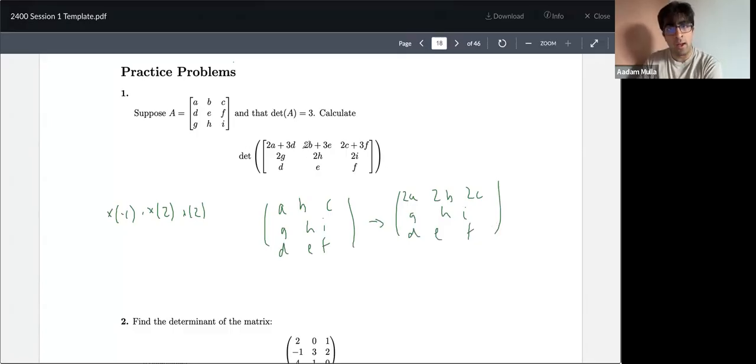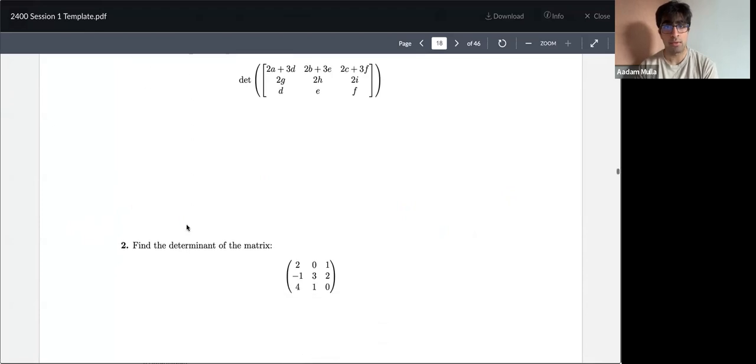And then to get 2A plus 3D, we just add 3 times this row to this row, which doesn't affect the determinant. And the last thing we do is multiply this row by 2 right here. So basically, we're going to take our original determinant, multiply by -1, multiply by 2, multiply by 2, and then we get -12. Okay? Let's skip over problem 2 because that should be fairly straightforward.